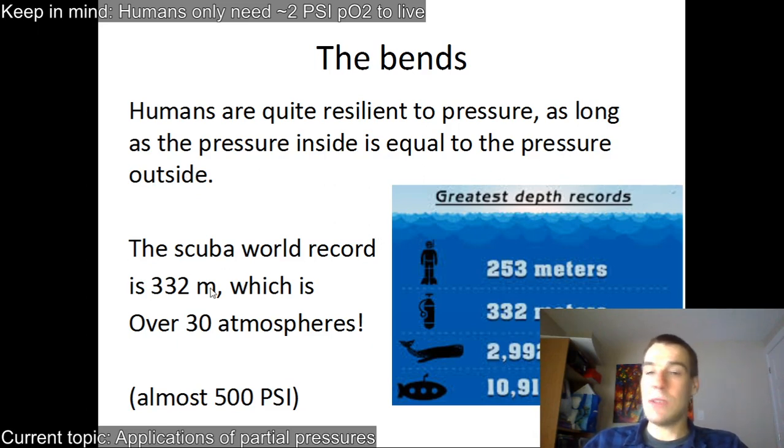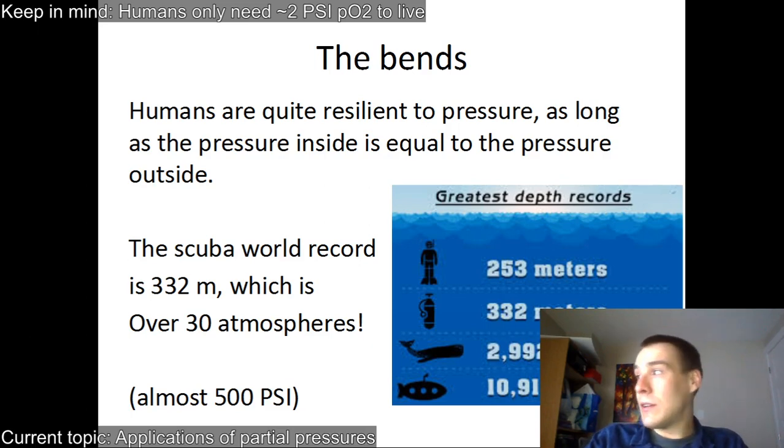So, for example, the scuba world record, 332 meters, is over 30 atmospheres of pressure. 30 times more pressure than we feel in a normal day. Remember, the normal atmospheric pressure is 15 psi. That's 500 psi. Take your thumb and put 500 pounds of pressure on it. And people did that, no problem. With a scuba suit. But it's not like the scuba suit helped against the pressure. It's just scuba.